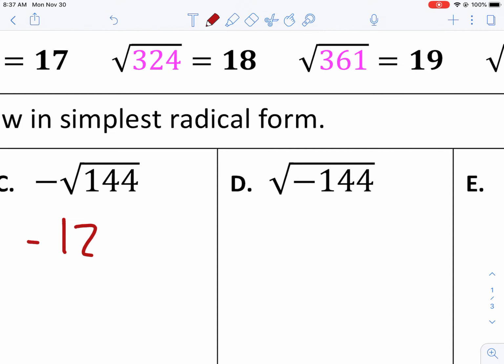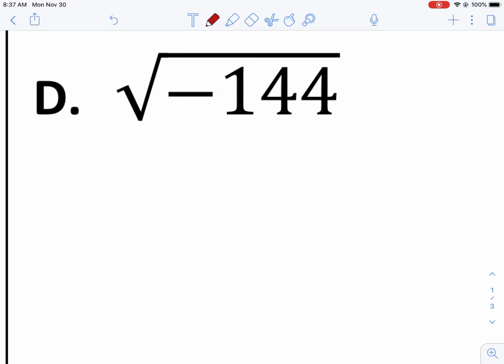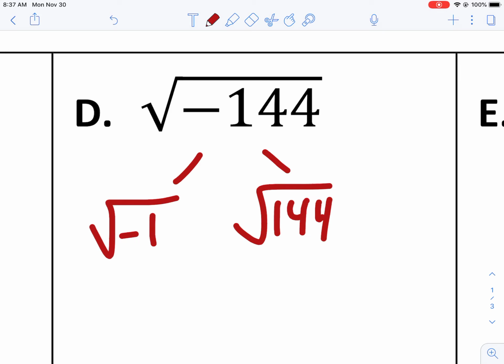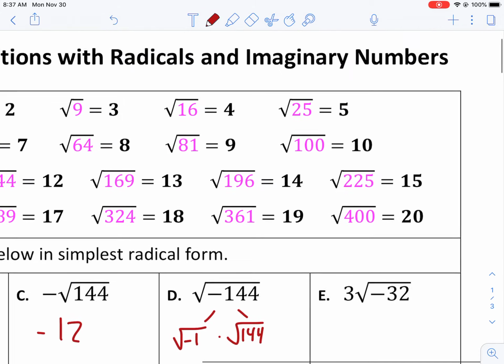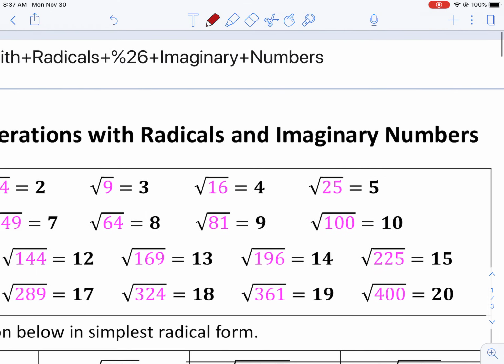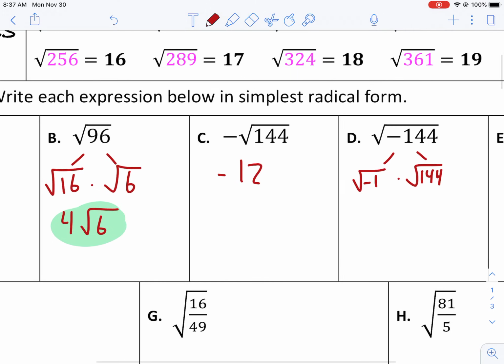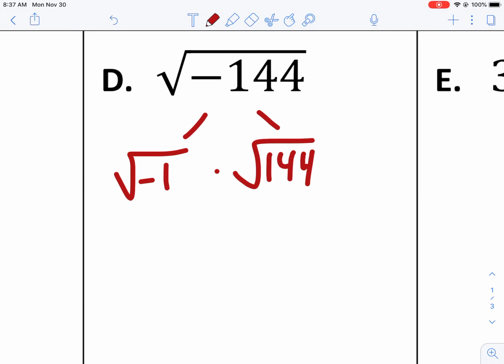Now, a negative on the inside, that does mean something. You cannot take the square root of a negative number and get a real answer. When you take the square root of a negative number, you actually get an imaginary answer. Remember, anytime you've got a negative on the inside, we're going to break it up into the square root of negative 1 times the square root of whatever number you had. If you remember, the square root of negative 1 equals i. So anytime you've got that negative number inside your radical, that's going to give you an i.